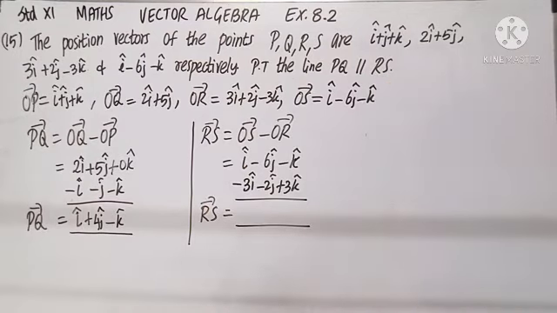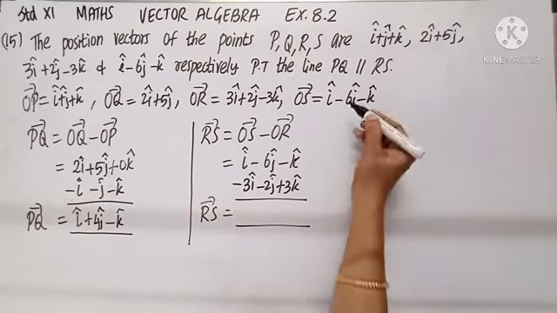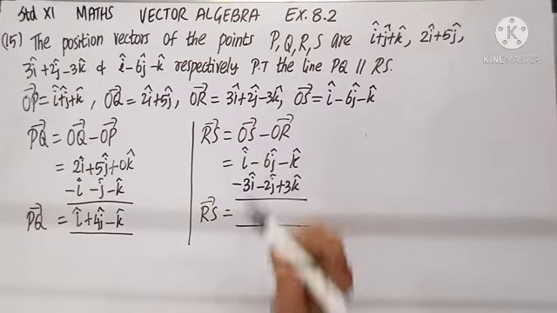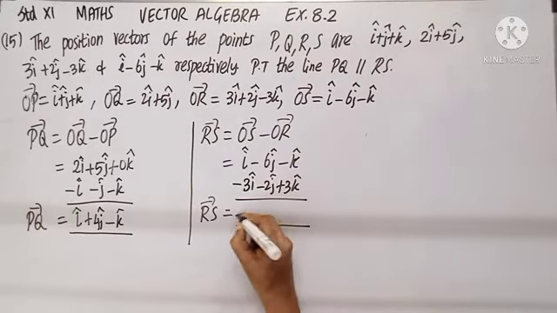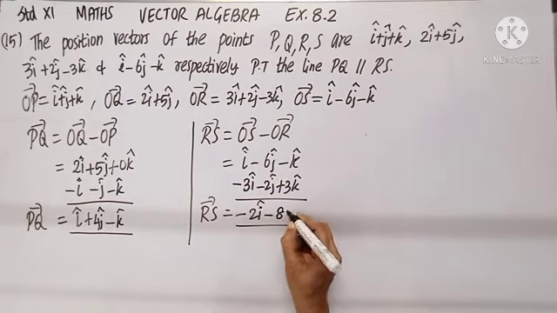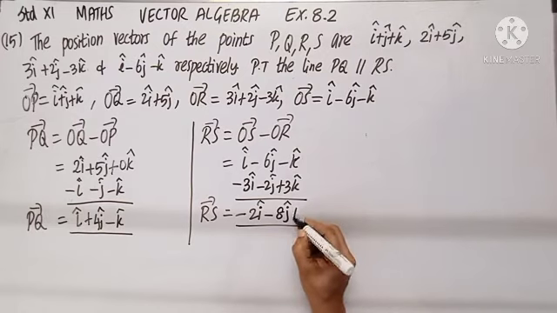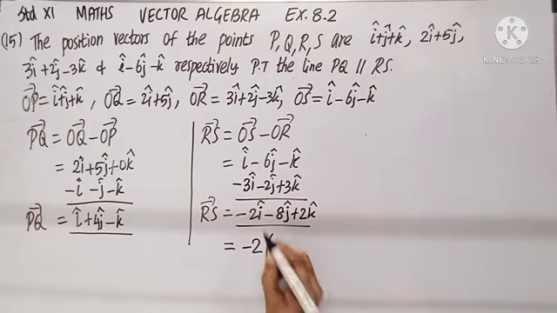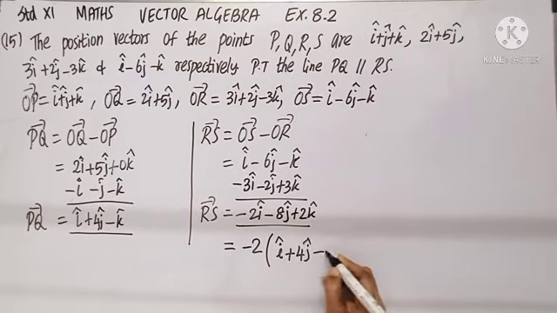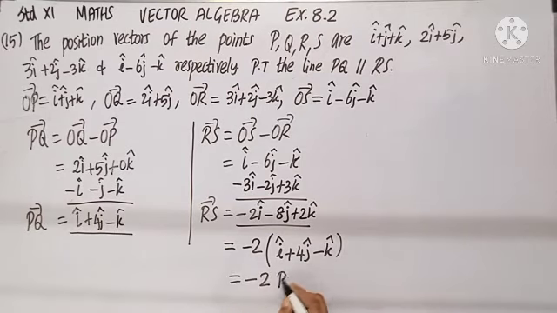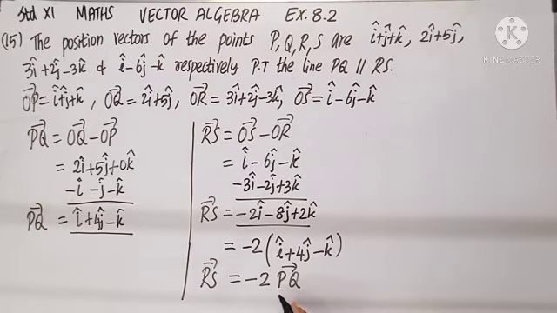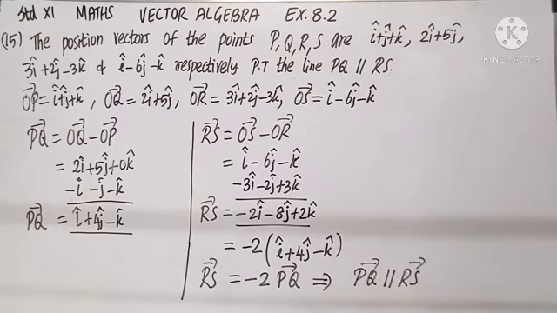RS, we need to find RS. It is again OS minus OR. As we had written OR, I want minus symbol, so change the symbols. Minus 3i, minus 2j plus 3k. As we simplify, i minus 3i is minus 2i. Minus 6j minus 2j is minus 8j. Minus k plus 3k is plus 2k. In all the terms, let me take minus 2 as common. So I am left with i plus 4j minus k. And this is nothing but minus 2 into PQ vector. So as I have found out, RS vector is minus 2 times PQ vector. So this implies PQ and RS are parallel to each other.